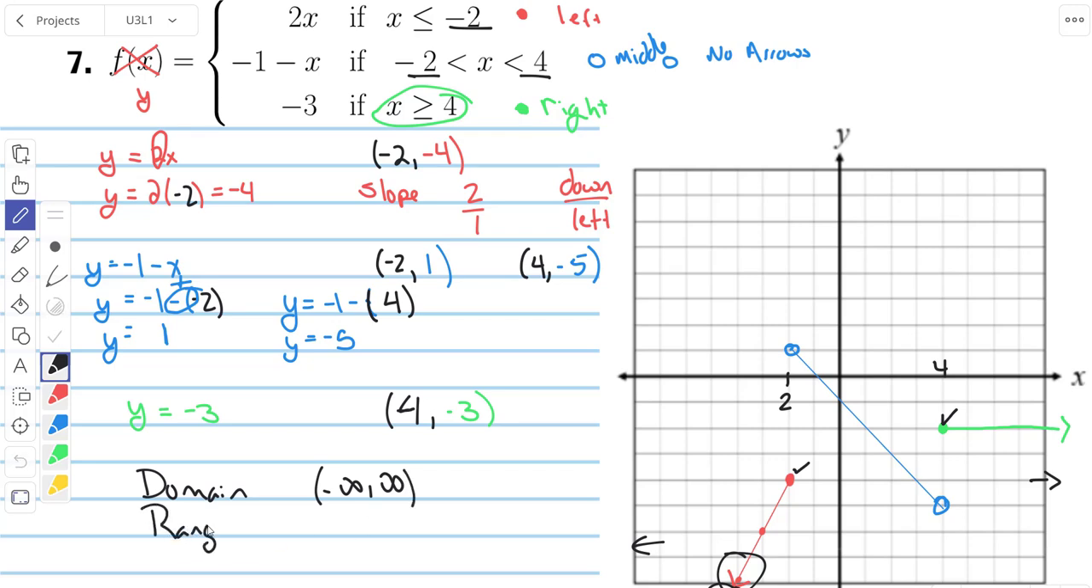Range. Remember, that's low, high, or bottom, top. So my bottom was that negative arrow. And so as I go up, I've got something happening all the way until I get to +1. So at +1, that's an open circle, so it's a parenthesis. So that's my domain and range.